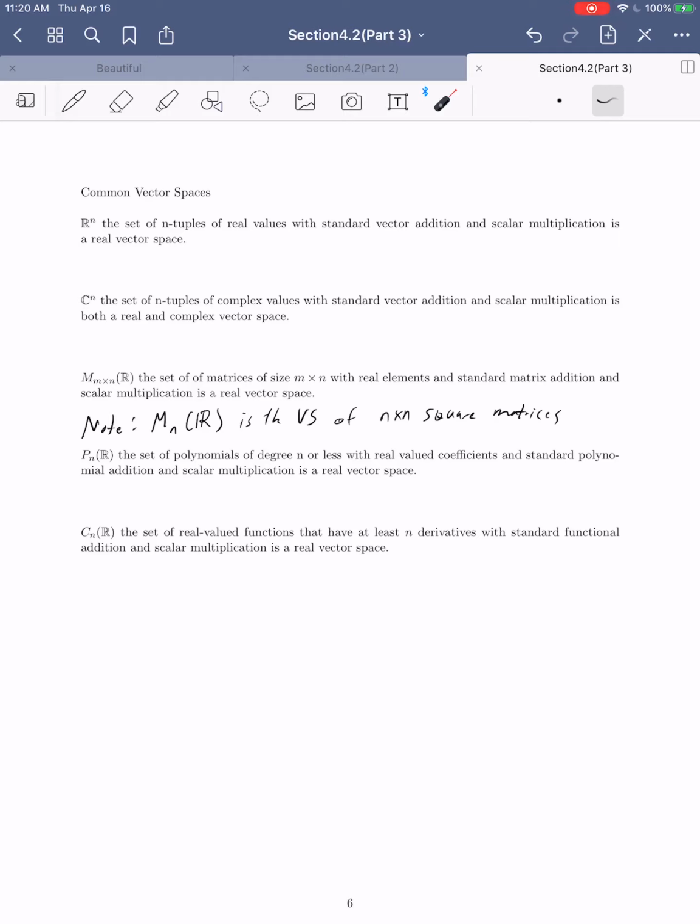Next one is Pn of R. So this is the set of polynomials of degree n or less with real valued coefficients, standard polynomial addition, and standard scalar multiplication.